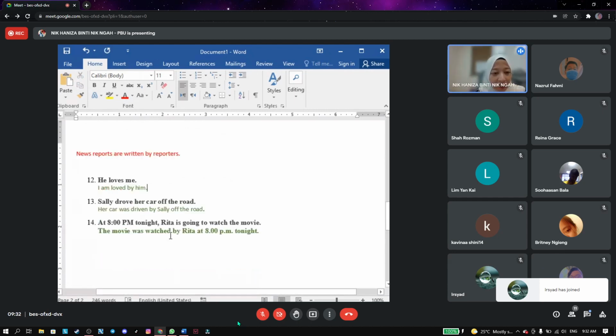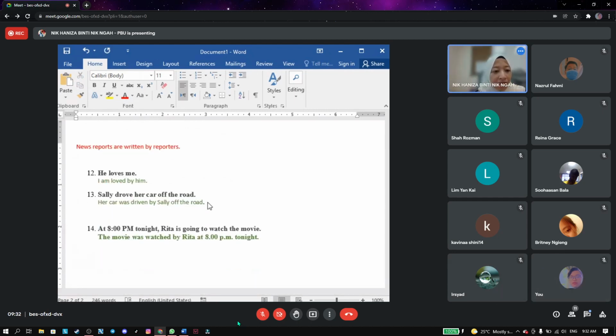Number 13. Sally drove her car off the road. Her car was driven by Sally off the road. Is it correct? Nazrul, is it correct? What do you think, Nazrul?